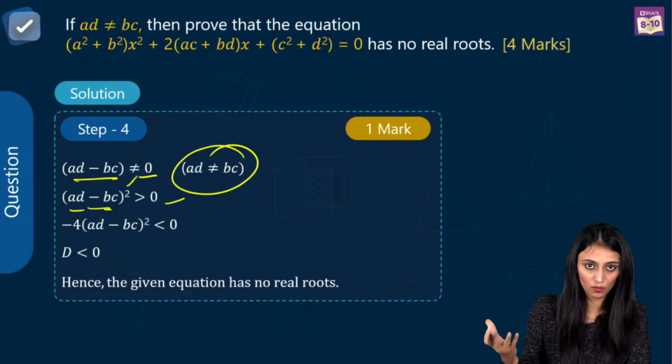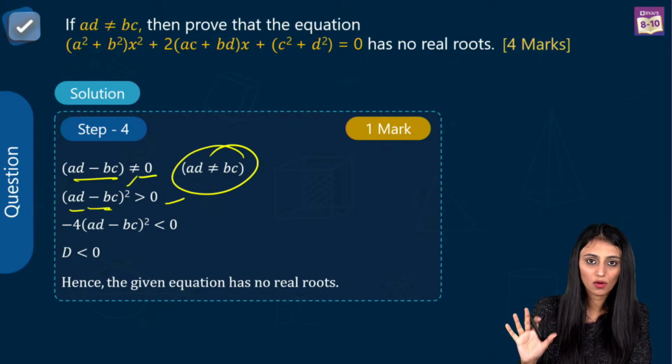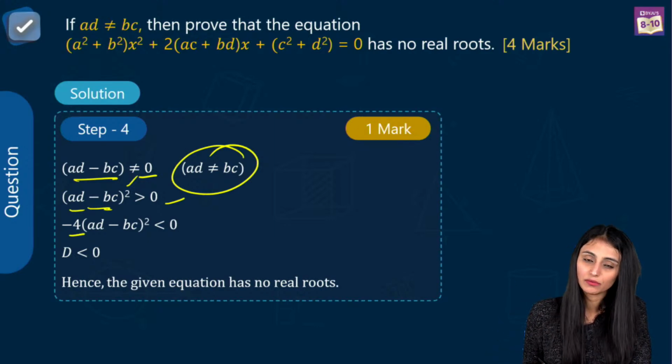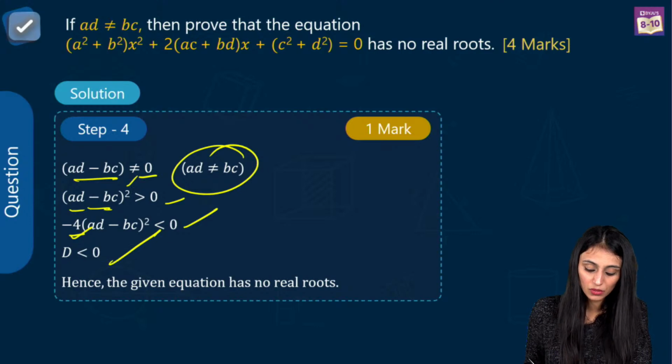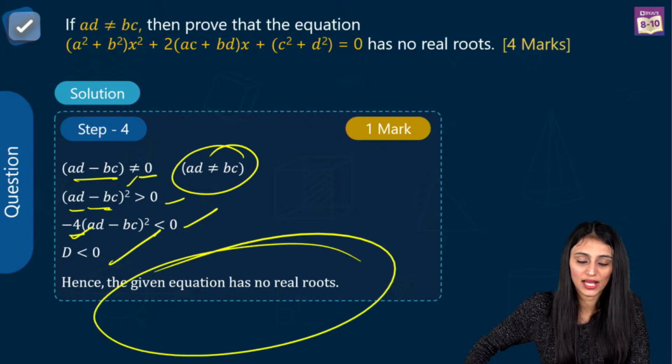Why? There is a square over it. Right? So square term will always be positive. If I multiply that with minus 4, whatever answer I have, that will become negative. So it will be lesser than 0. So D would be negative. We can say that the given equation has no real roots.